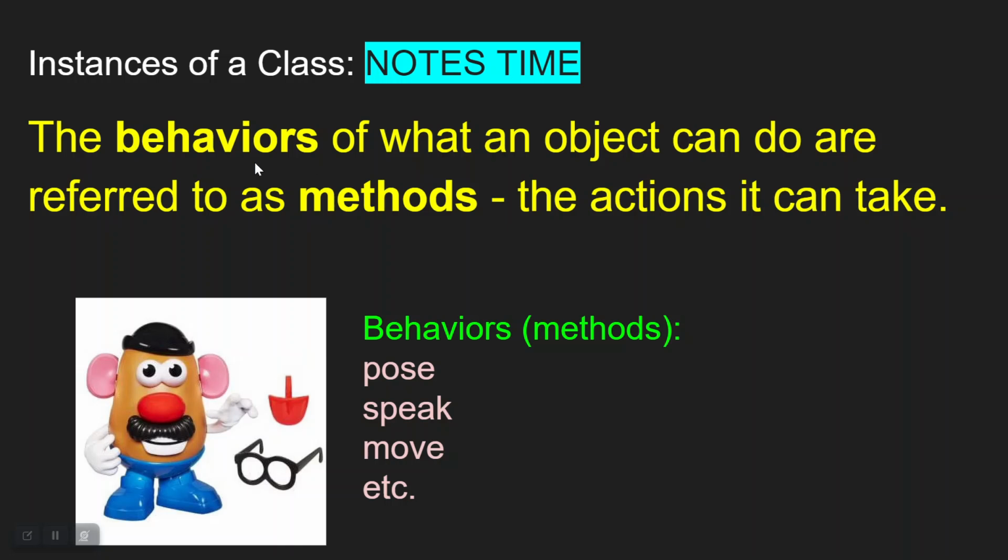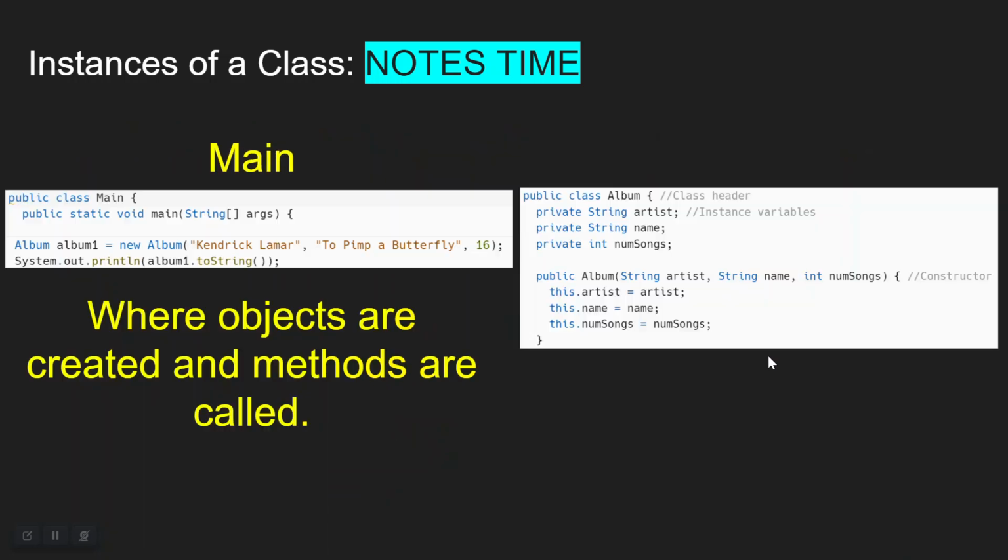Then there are the behaviors. What can your object actually do? The behaviors of what an object can do are referred to as methods. And those are the actions that the object can take. These are also written by the programmer, so you can customize your methods. You have total control over what they can do. So for a potato head, they can pose, you can make them speak, you can make them move. So they have behaviors, right? And those are what we call methods.